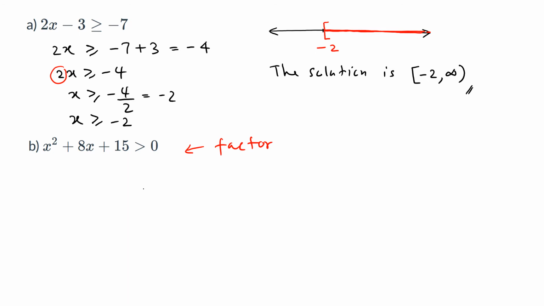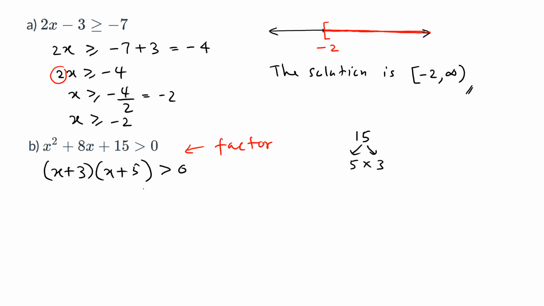So you have 15. So you need two numbers. When you multiply, you get 15. When you add, you get 8. It's clearly 5 and 3. Those are the two numbers. That means you can write the factorization, which is x plus 3. Those numbers directly go there. x plus 5, greater than 0.